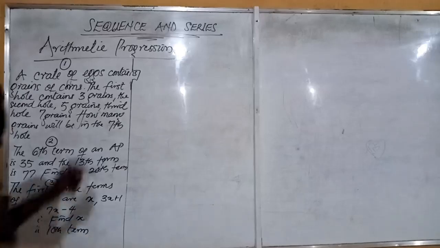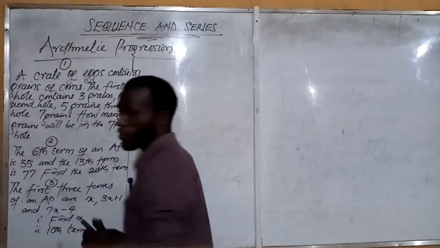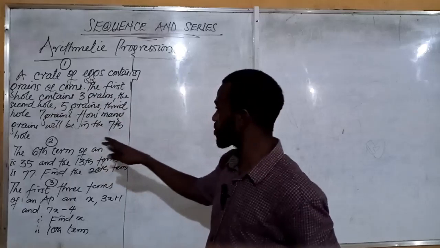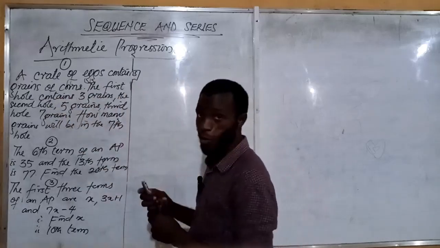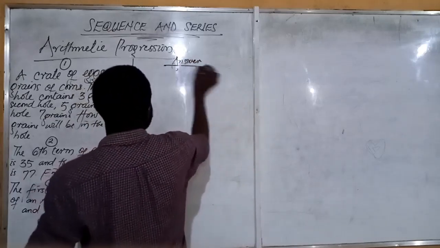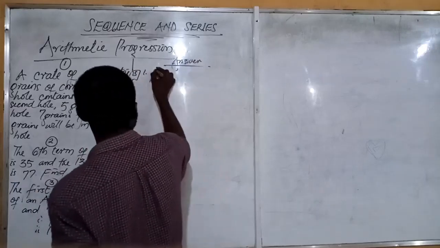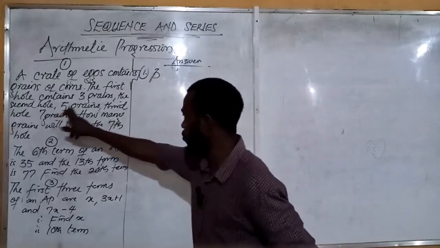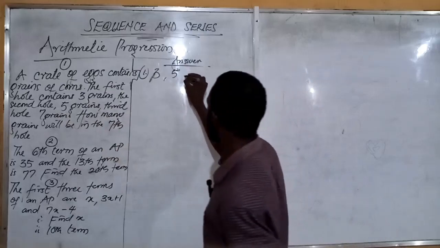All right, looking at these 3 questions, the first question says, a crate of eggs contains grains of corn. The first hole contains 3 grains. So in the first hole, we will find 3 grains. The second hole will find 5 grains. The third hole will find 7 grains.